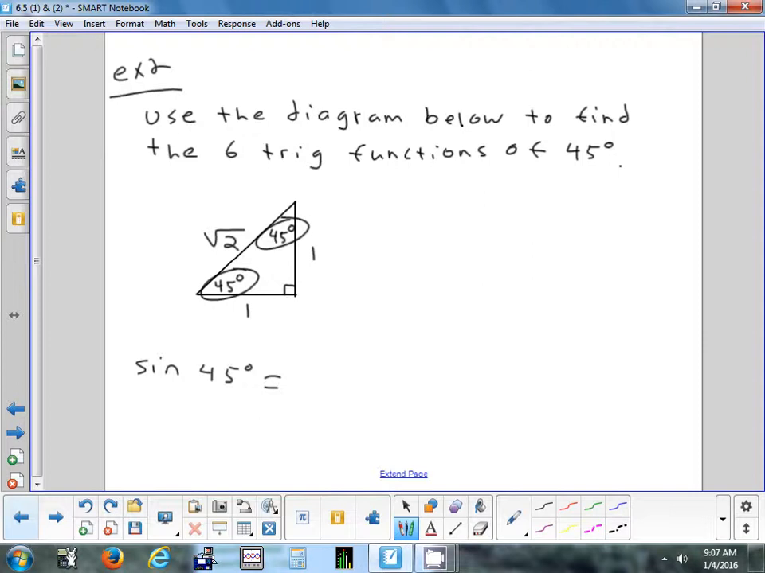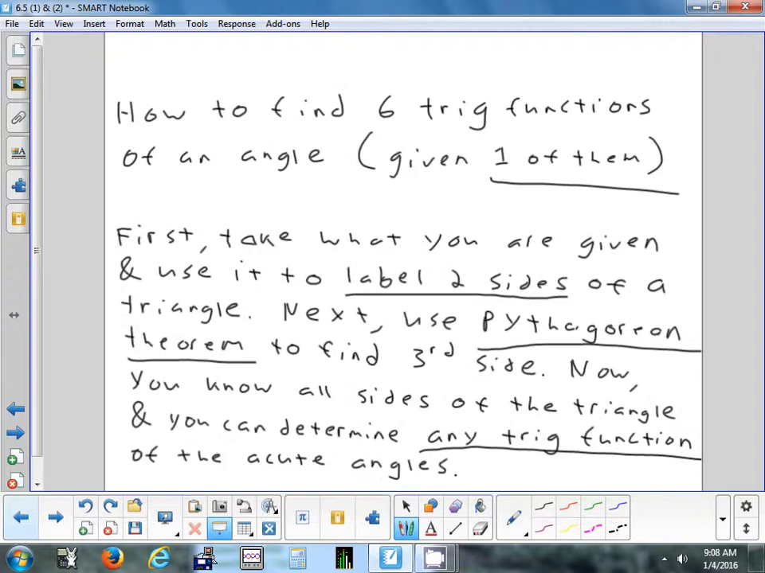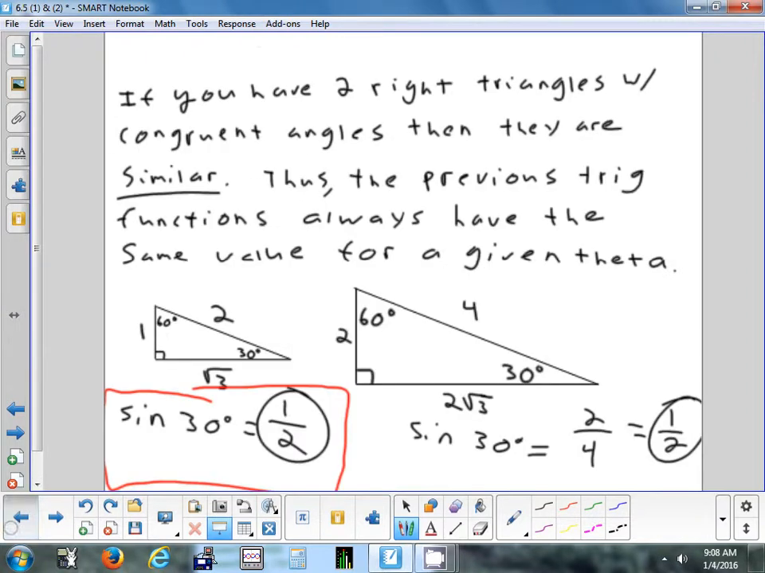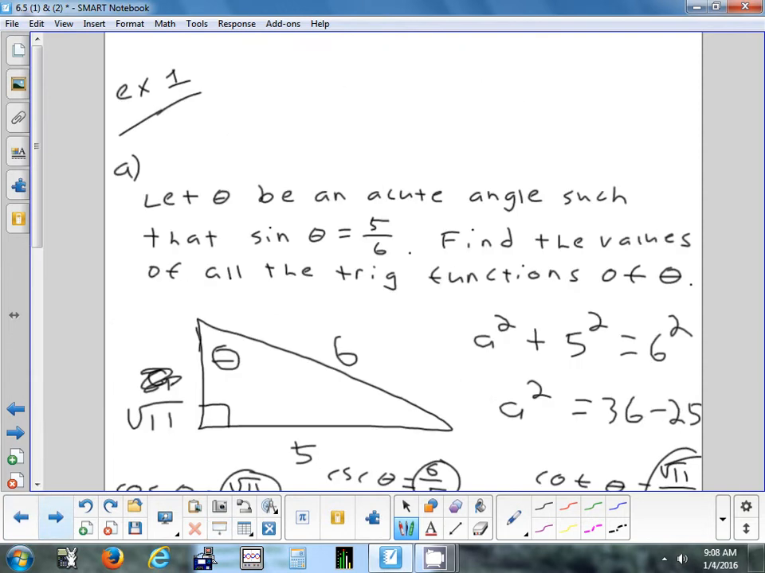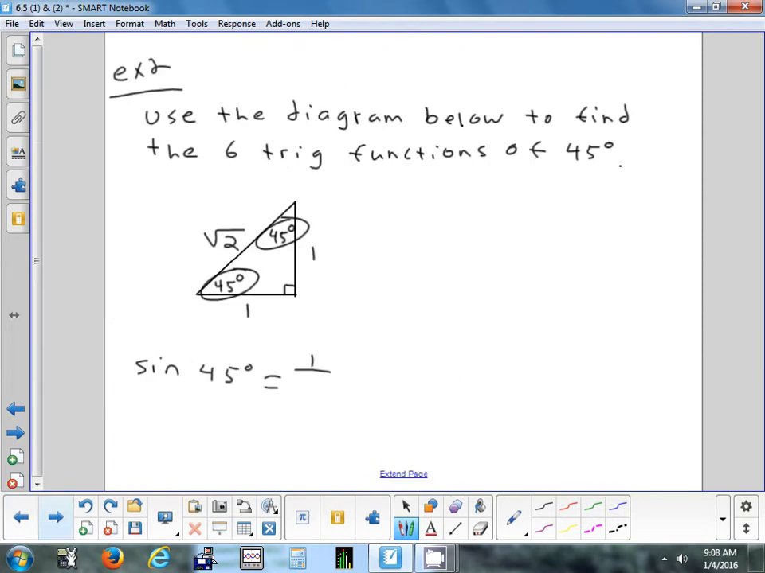1. So sine is opposite over what side? Opposite over hypotenuse. So it'd be 1 over the square root of 2. Yeah. And then when we fix it, it becomes square root of 2 over 2.